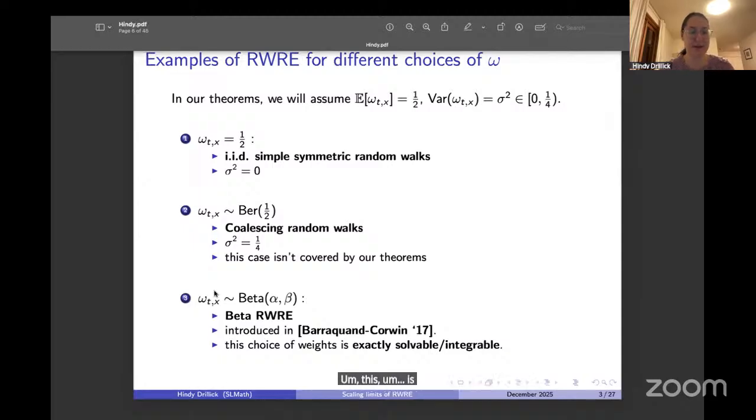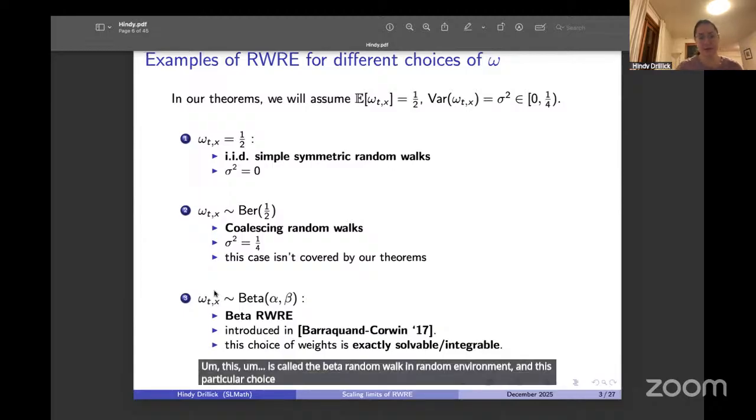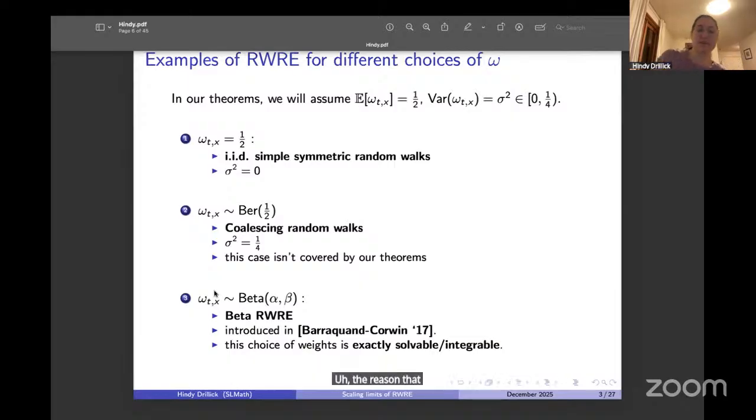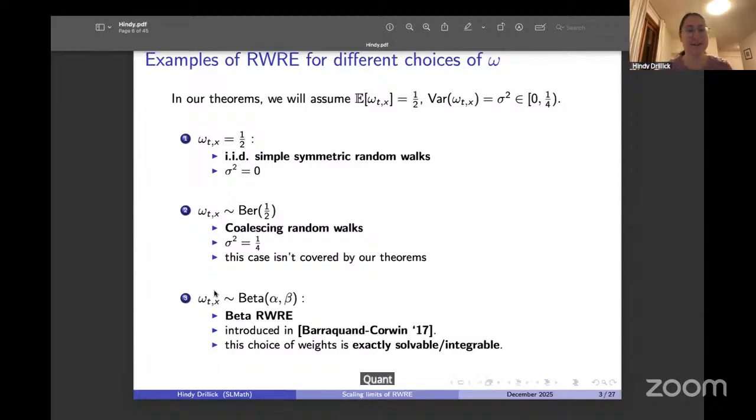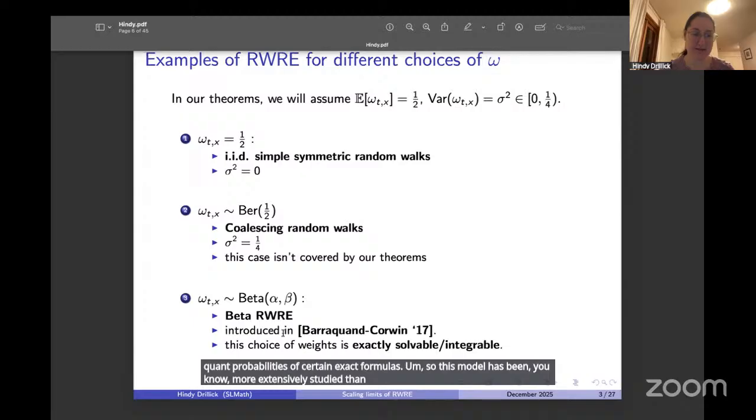This is called the beta random walk in random environment. This particular choice of environment was introduced in a paper by Barraquand and Corwin in 2017. The reason this choice is interesting is that it makes the model exact, in the sense that the quenched probabilities have certain exact formulas. So this model has been more extensively studied than other choices of environment.